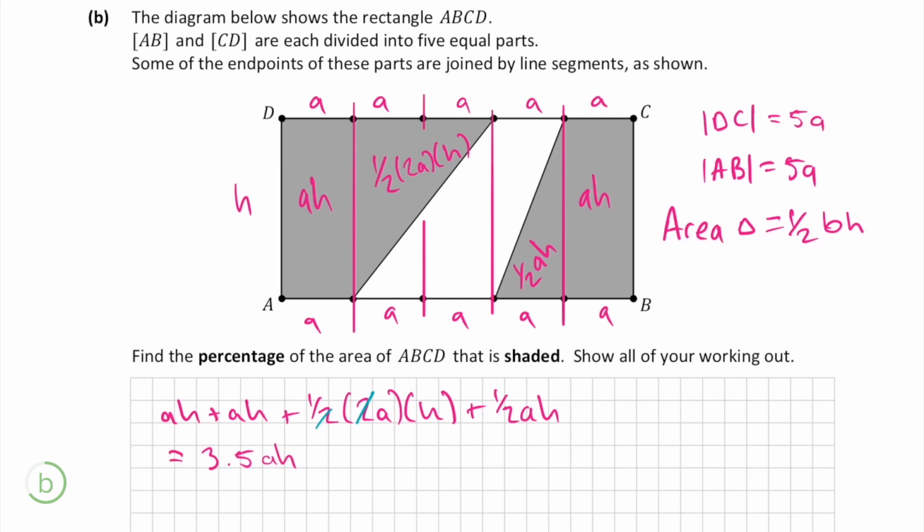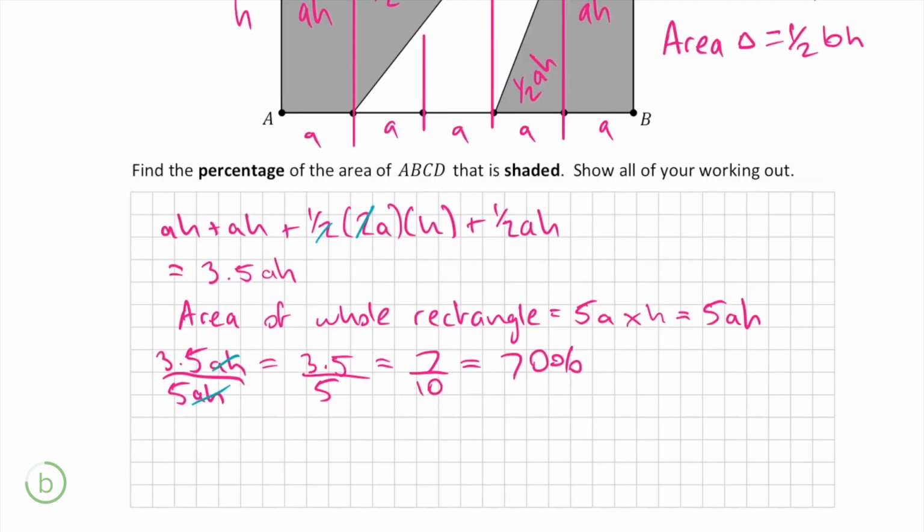To find this as a percentage of the total rectangle, we need to find out the area of the whole rectangle. Since the length of the rectangle is 5a and the height is h, the area of the whole rectangle is 5ah. To find the percentage of the rectangle that's shaded, we divide the shaded area, which is 3.5ah, by the area of the whole rectangle, 5ah, which allows us to cancel the ah on the top and the bottom of the fraction, which leaves us with 3.5 over 5, or 7 over 10, which is equal to 70%. And that's the percentage of the whole rectangle that's shaded. Part B is also worth 10 marks.